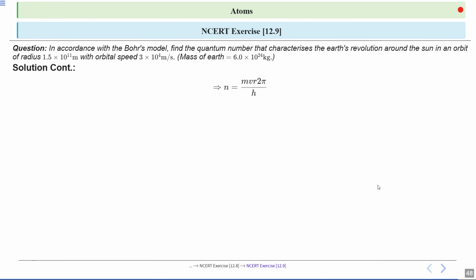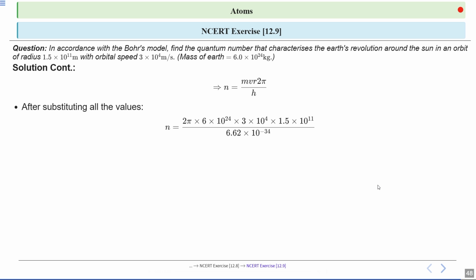Here is the formula we will use, n equals mvr 2 pi divided by h. This formula comes from Bohr's quantization of angular momentum, which says that only certain orbits are allowed. Now let's substitute the values given in the question into our formula. We will use m equal to 6 times 10 to the power 24 kilograms, v equal to 3 times 10 to the power 4 meters per second, r equal to 1.5 times 10 to the power 11 meters, and h equal to 6.62 times 10 to the power minus 34 joule seconds.